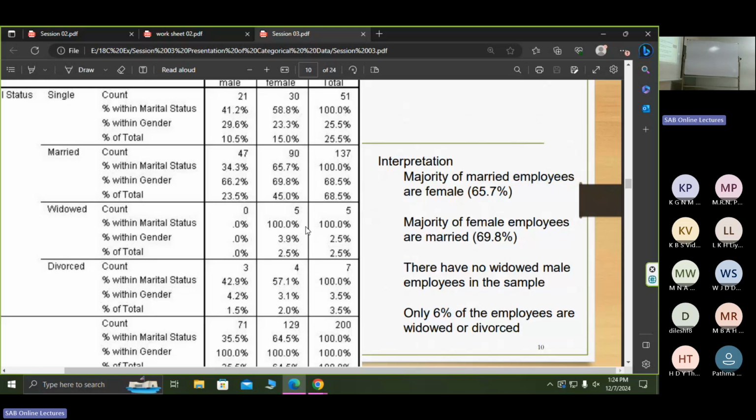Understood? Using this information, we can write different types of interpretation. Okay, then we study this table and we can write down the different types of information. Only these are the numbers. Now, using the numbers, we can interpret our data set. It's clear now? Okay.